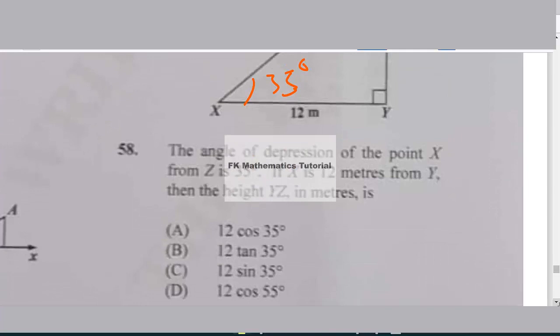Item 58 refers to the following diagram, which shows the angle of depression of a point X from Z. So this should be equal to 35 degrees because alternate angles are equal. Then the angle of depression of the point X from Z is 35 degrees. If X is 12 meters from Y, then the height YZ in meters is... So we want to find the height YZ, so this side here.